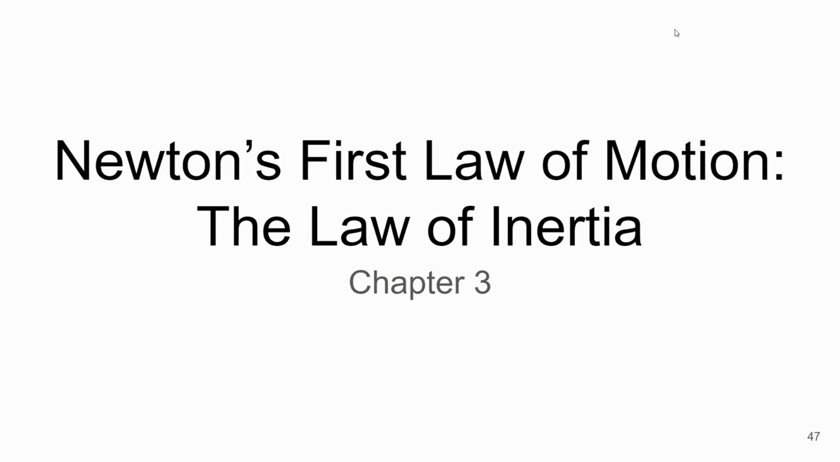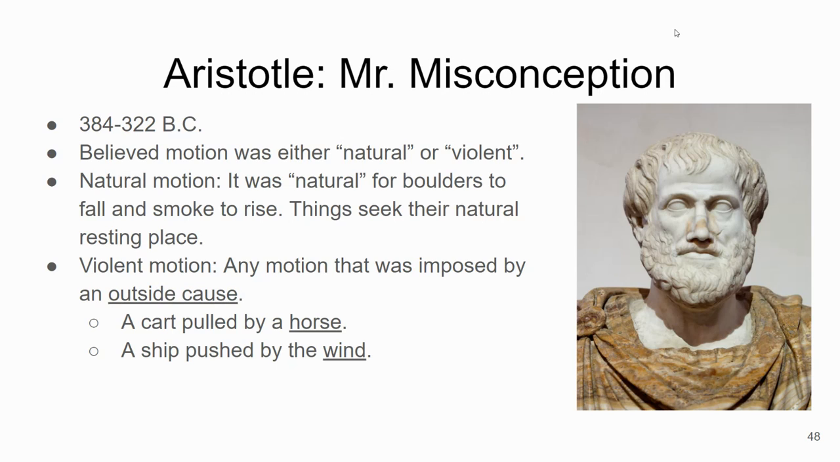So we started chapter 3, Newton's first law of motion, the law of inertia. Here's Aristotle, who I'm calling Mr. Misconception, because he had a lot of misconceptions about physics, and a lot of people, even now in 2020, still have the same misconceptions. Aristotle believed that there were two types of motion: natural motion and violent motion. According to Aristotle, and let me point this out explicitly, all of the ideas on this slide are wrong. These are Aristotle's misconceptions. These are what he believed, but they're wrong.